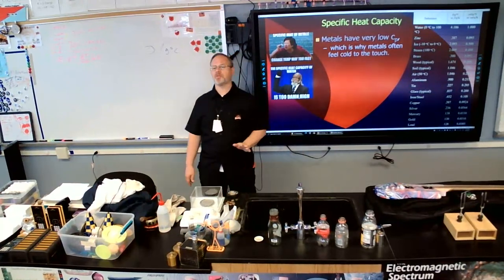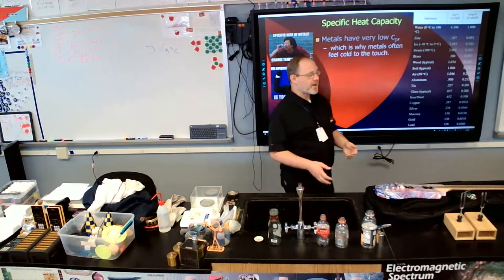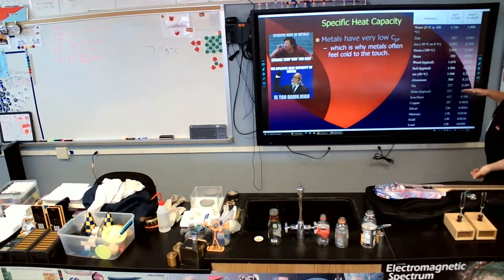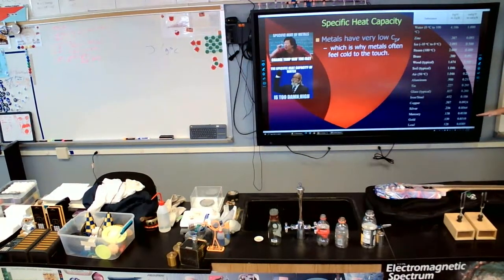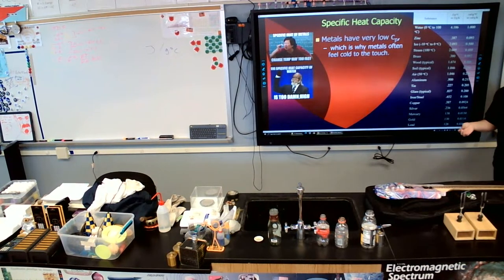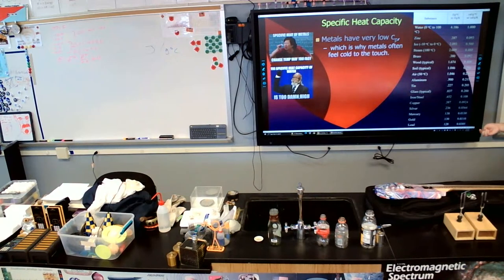Metals have a low specific heat. It's pretty cool. The specific heats of metals are almost all less than one. As far as I know, they're all less than one. So if you see a specific heat that's less than 1.0, it's most likely a metal or at least a very dense solid. Non-metals tend to have a specific heat larger than one.